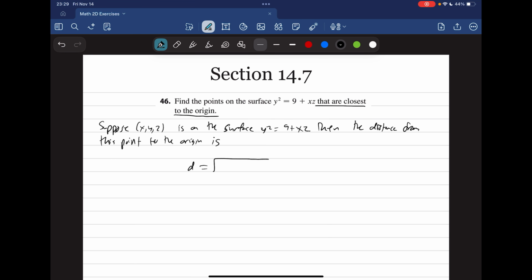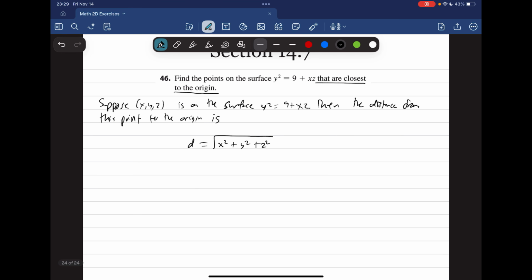d equals the square root, and because it's the origin, the distance formula has a particularly simple form. It would be x minus 0, quantity squared, and similarly for y and z. But because the origin is just (0, 0, 0), we get this simple form right here. And so what we want to minimize is d, where we're given that y squared is 9 plus xz because our point (x, y, z) has to lie on that surface.